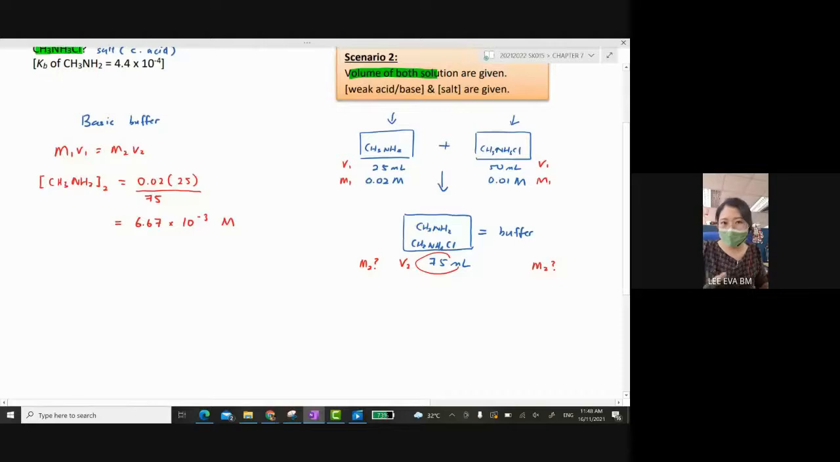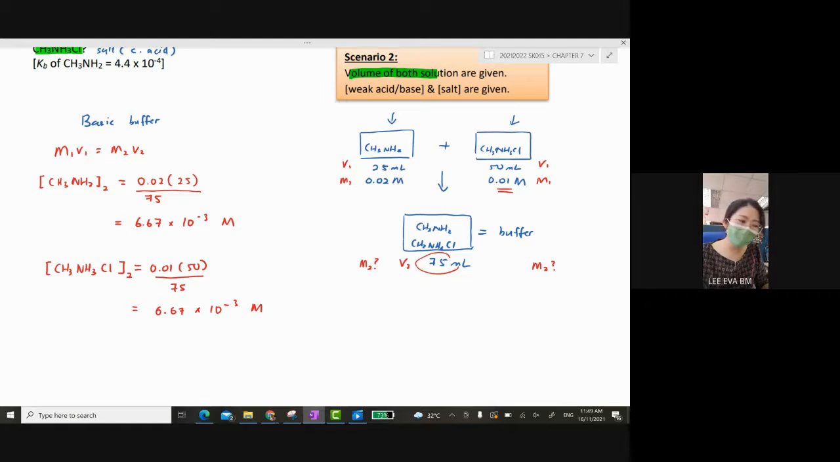And then after that, you need to figure out the concentrations of the salt. So CH3NH3Cl. Okay, and then we have the initial concentration 0.01. Okay, and then initial volume 50, final volume 75, which also give you the same value. So tak ada masalah lah kalau awak dapat 0.0067. Alright, so the next part is just to substitute into your Henderson-Hasselbalch equation.